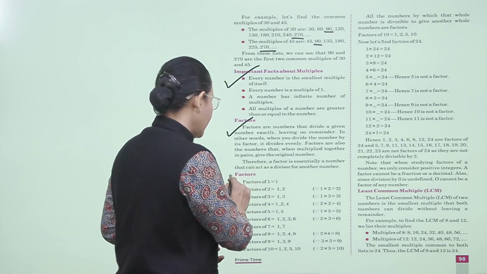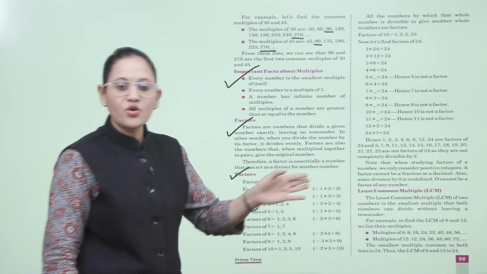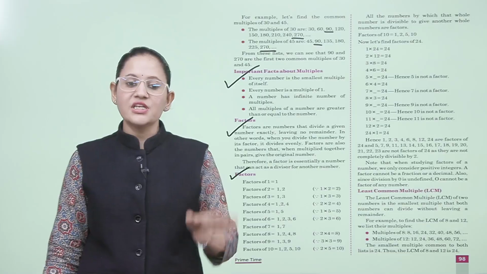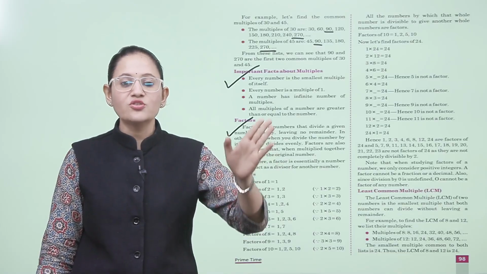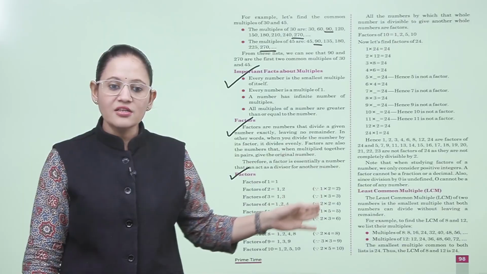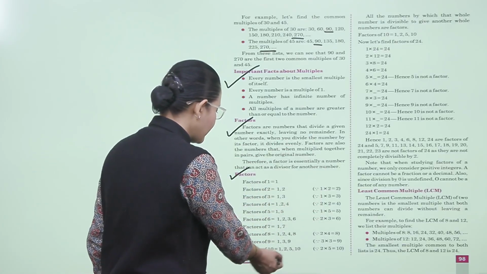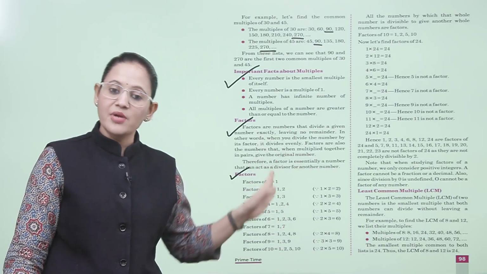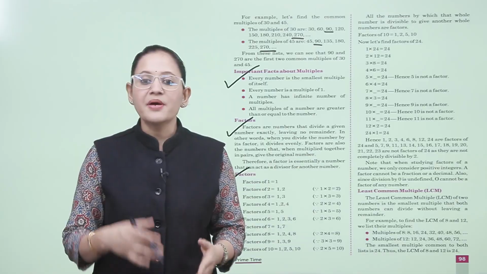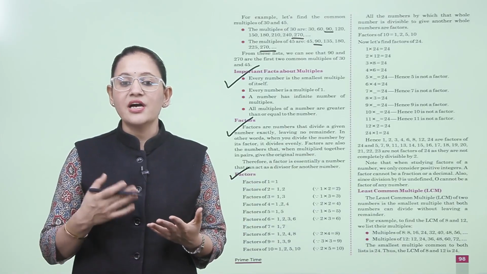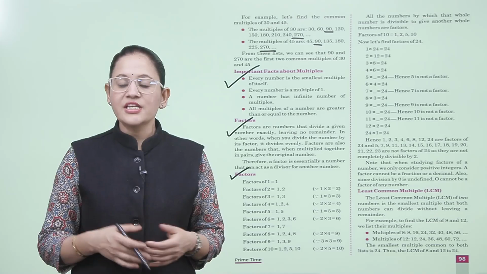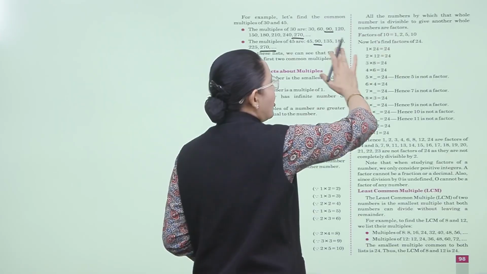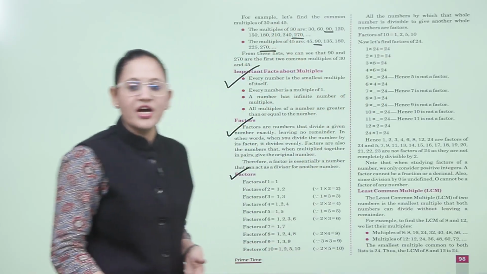Like if we take the factors of 1, 1 is the factor of 1. Factors of 2 are 1 and 2. Factors of 3 are 1 and 3. Factors of 4 are 1, 2 and 4. Like here, the factors for the number 10 are given. All these factors will divide the given number exactly. Clear? So all the numbers by which a whole number is divisible to give another whole number are factors. Factors of 10 are 1, 2, 5 and 10. If we divide 10 by all these factors, it will divide exactly.